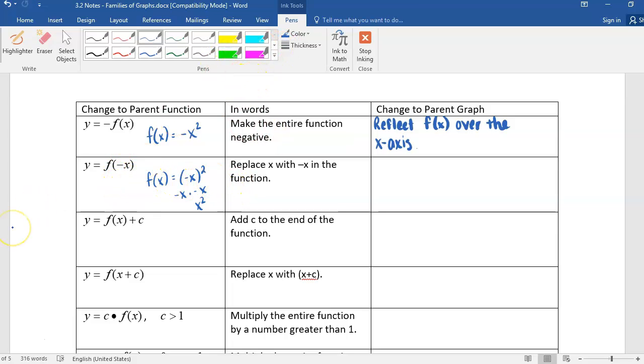And sometimes it's different and sometimes it's not. But in this case, when we have that negative on the inside, that reflects f of x over the y-axis. So in this case, f of x would be x squared. If you flip x squared over the y-axis, it still just looks the same. It's still x squared.